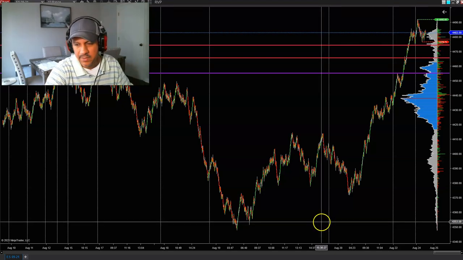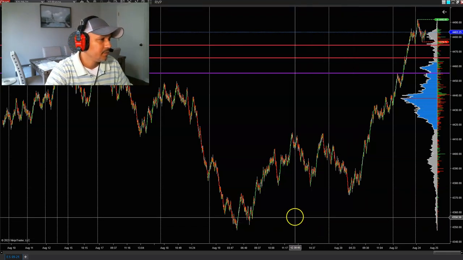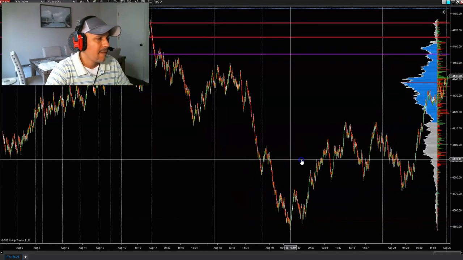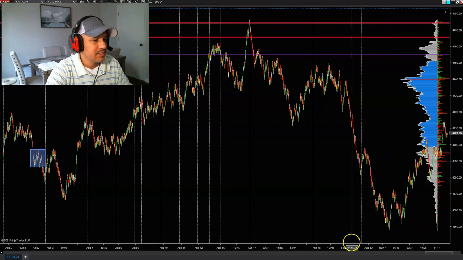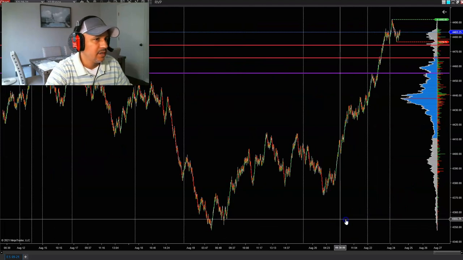The market makers, the big players in the game that are really pushing the mega bucks into the market. So I'll show you an area. Let's just identify an area of liquidity.